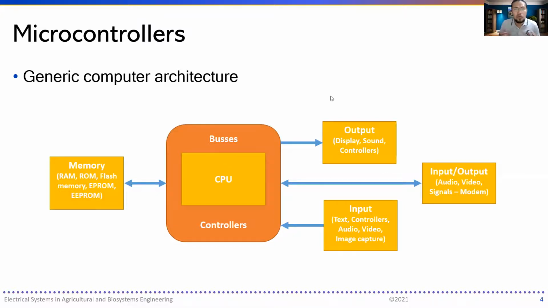Now, why are we talking about this in passing? Because these are very important in the development of control systems in agricultural and biosystems engineering, and an engineer should be able to understand the very basics, because this is just a week of discussion on electrical controls, and this is one lecture, particularly on microcontrollers.